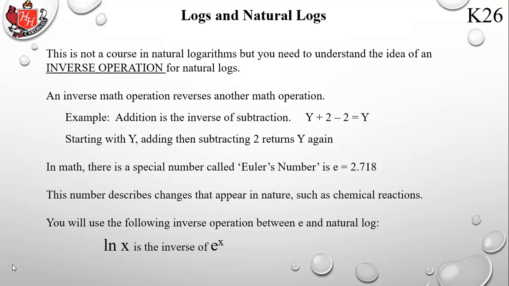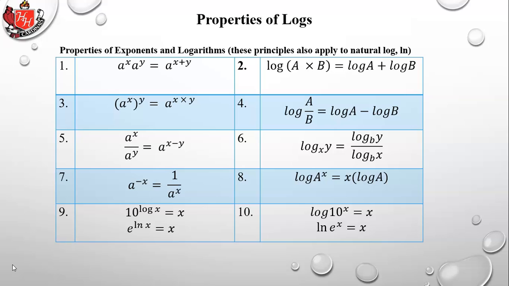In math, there's a special number called Euler's number, and that's e, and e equals 2.718. This number describes changes that appear in nature, such as chemical reactions, and a lot of other things as well. You will use the following inverse operation between e and natural log. So ln x is the inverse of e raised to the x. And there's the property of logs that we saw back there, so you could refer to this as needed. This was back in lesson 2 as well.